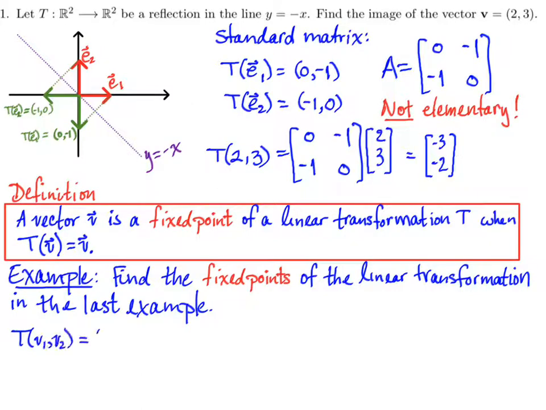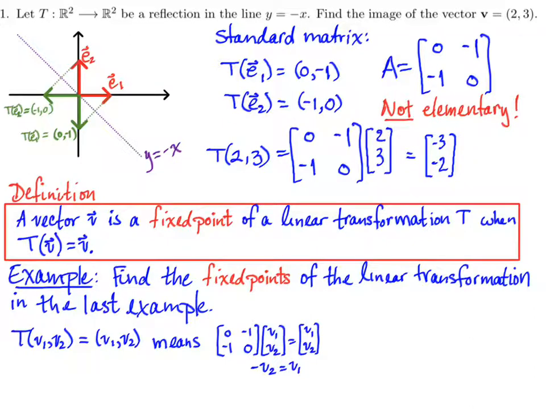So T(v1, v2) is equal to (v1, v2) when the product of the standard matrix times (v1, v2) is equal to (v1, v2). So this is the definition of being a fixed point. So let's see, what does the product give us? It gives us two equations: -v2 is equal to v1, if we do the actual product, and -v1 is equal to v2. So basically it's saying that the two components just have to be opposites. So that's a lot of fixed points.